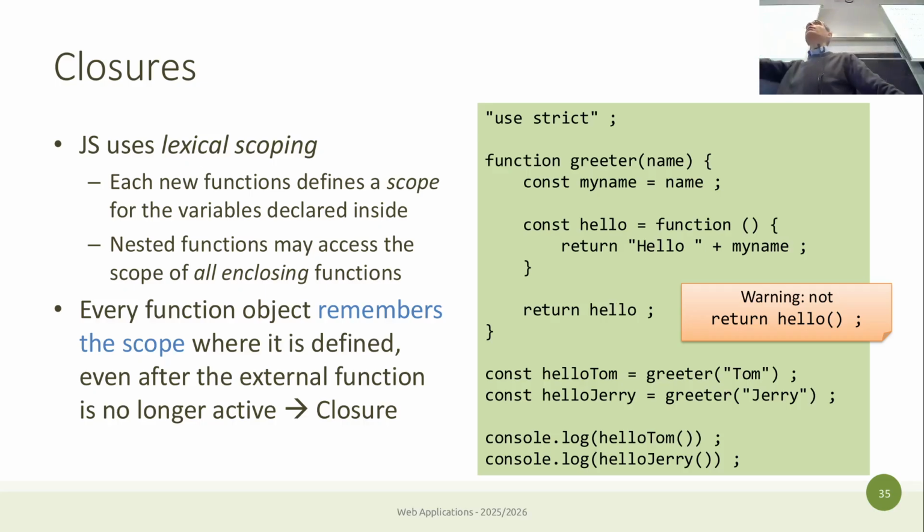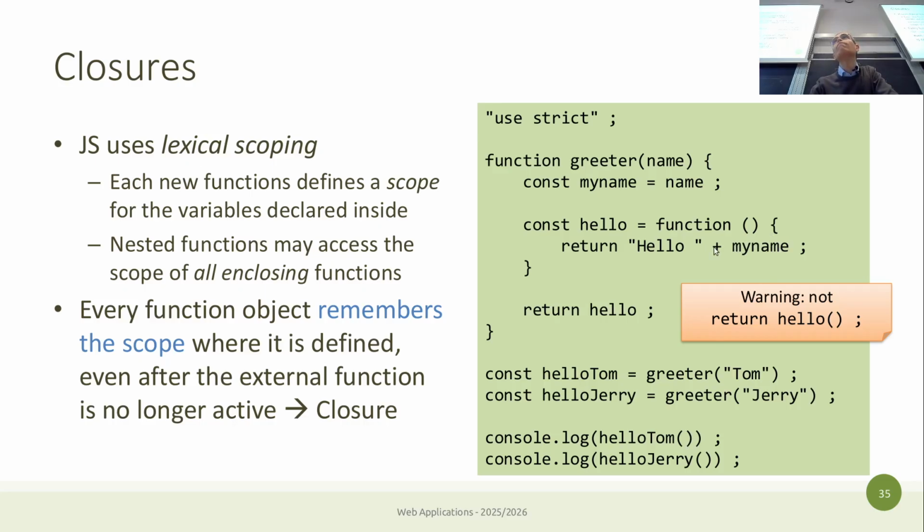But if I pass it outside with a return statement, it's a reference to a function. So the function still exists, so it can be used. It can be called. So greeter Tom returns a function reference that is stored in hello Tom. And so if you write hello Tom with the brackets, you call this function. But the point now is: what is the name that the function uses for my name?